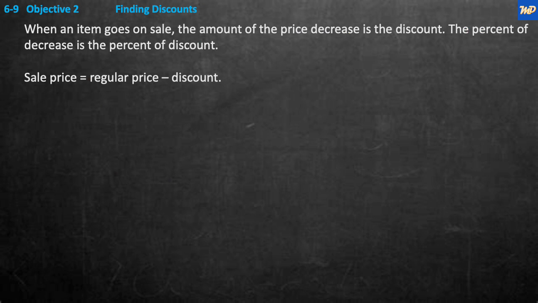Okay. Objective 2. Now we're going to be finding the discounts. When an item goes on sale, the amount of the price decrease is what we call the discount. The percent of decrease is the percent of discount. And they give us a little formula this time. It says the sale price is the regular price minus the discount.